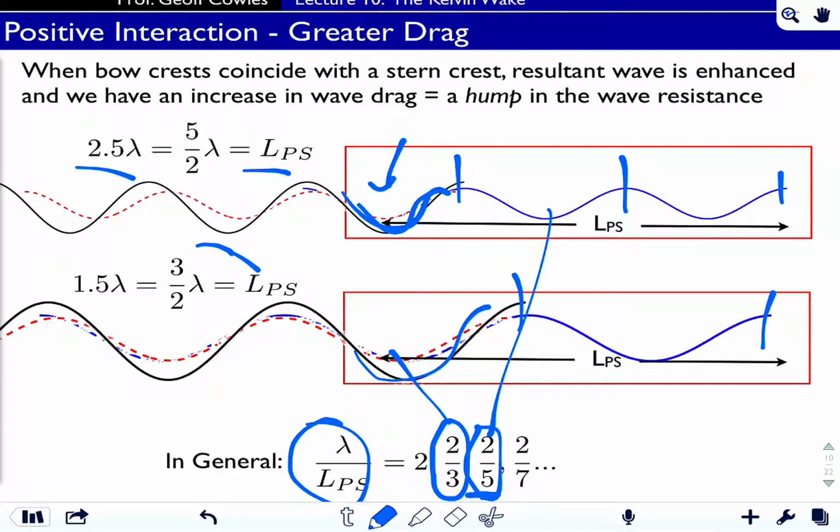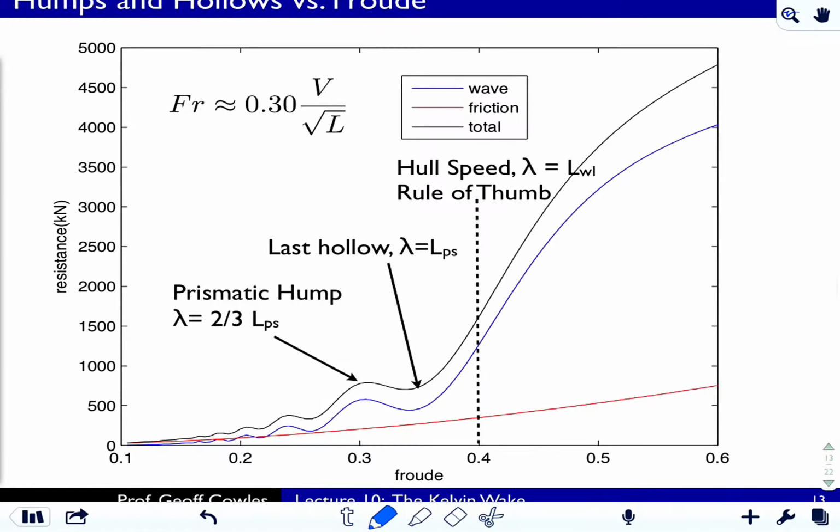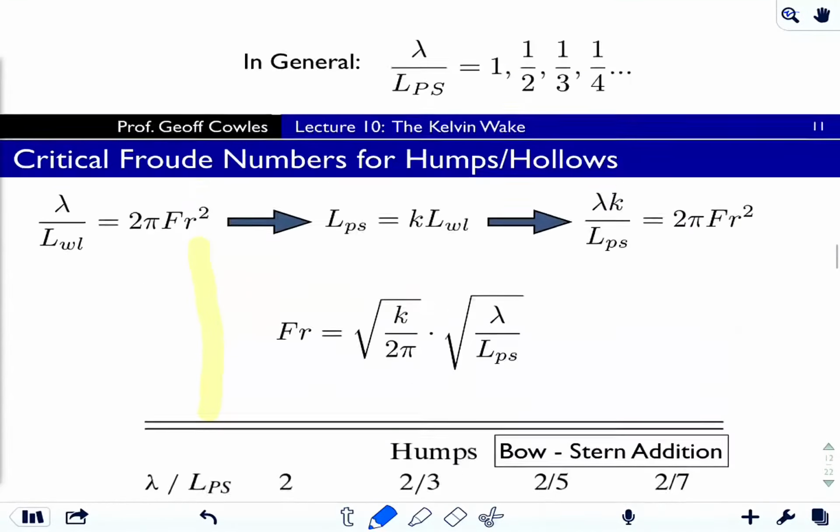Both of those are humps or peaks in the wave resistance curve. Maybe I can point those out to you while I'm here. I'm going to scoot ahead. This one is the 2/3. This one is the 2/5. We come back here.